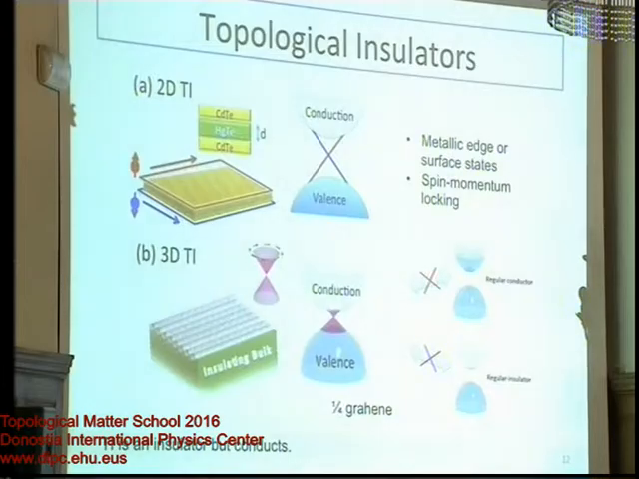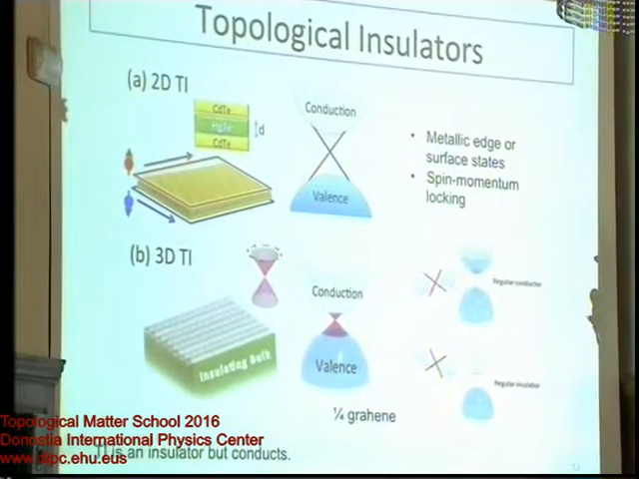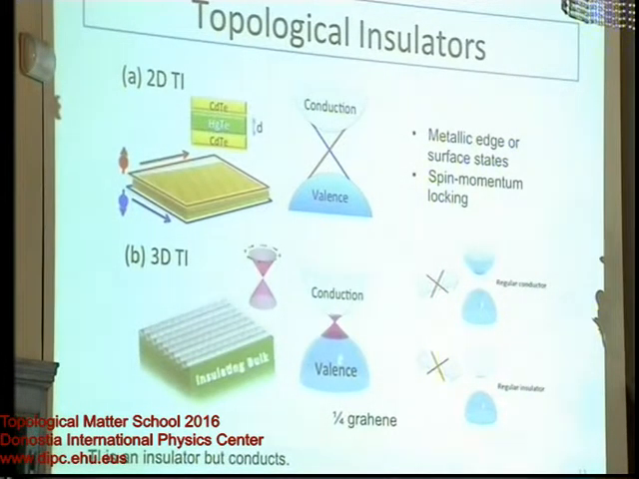For the 3D version, we have an insulating bulk, but the surface is metallic. This means every surface, not only the top and bottom but also the side surfaces. If you cut it, you create two new surfaces, and both are metallic. This is very different from a normal insulator, and also very different from a normal metal. An insulator does not conduct, while a normal metal conducts everywhere.